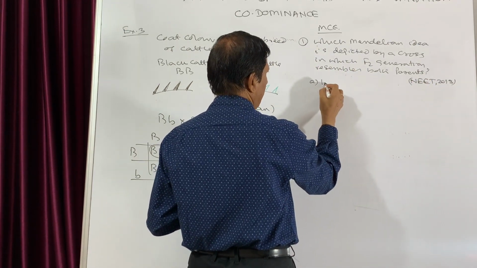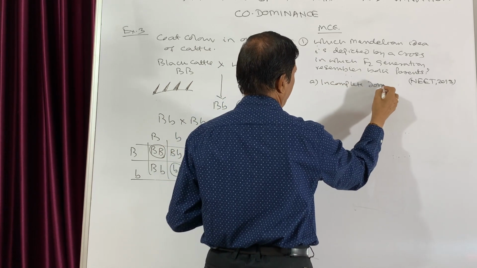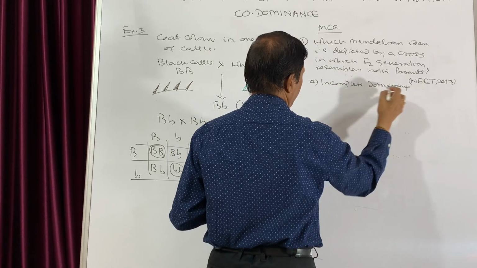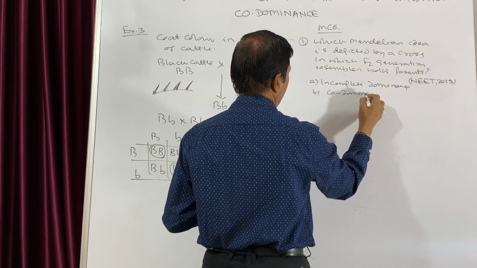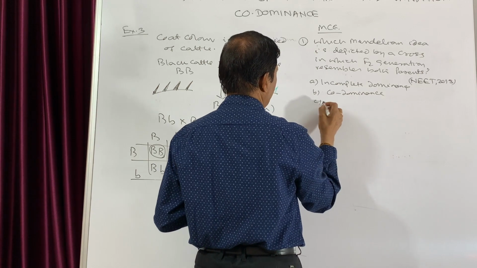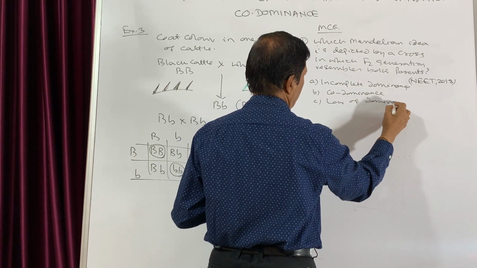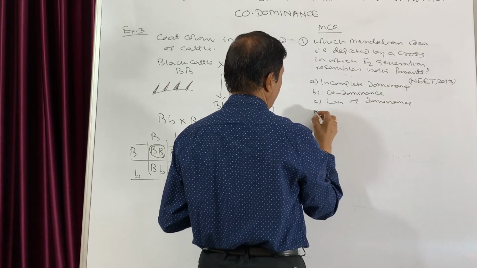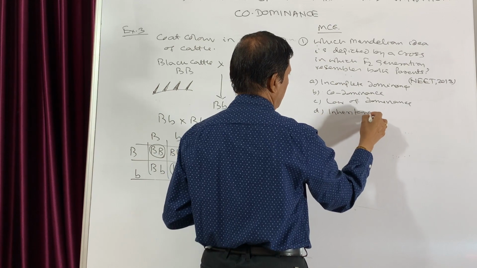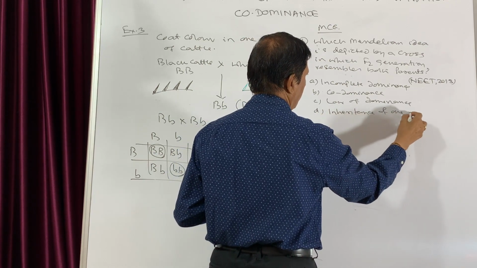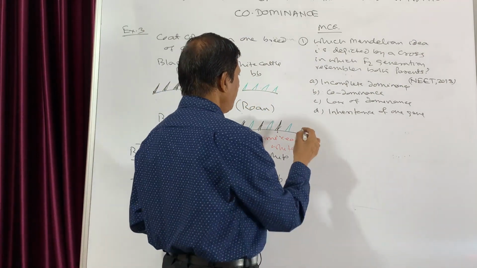First choice is incomplete dominance. Second choice is codominance. Third choice is law of dominance. And the fourth choice is inheritance of one gene. This is one question. Now come to the second question.